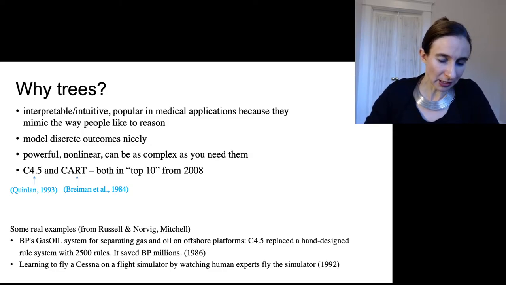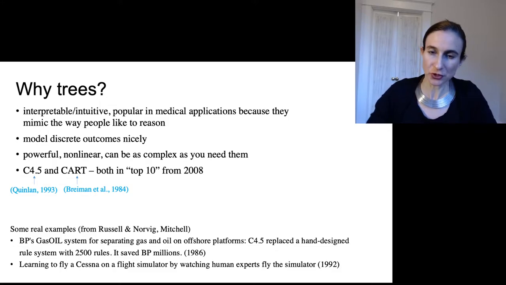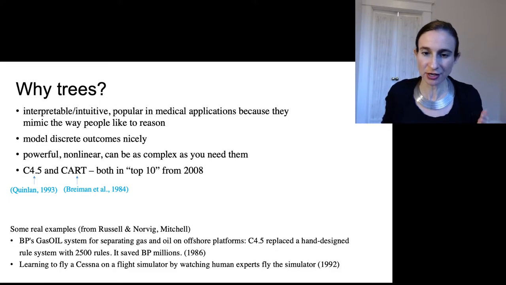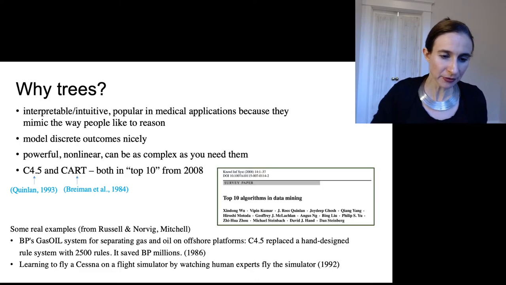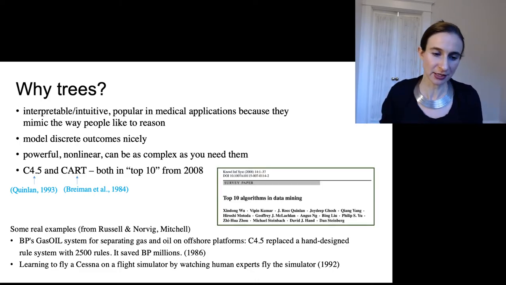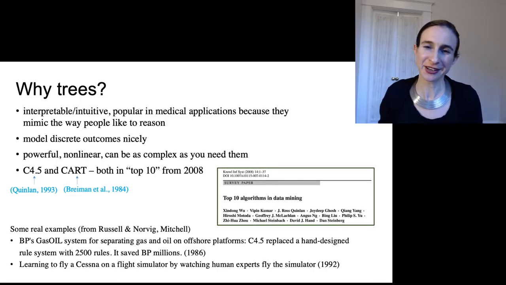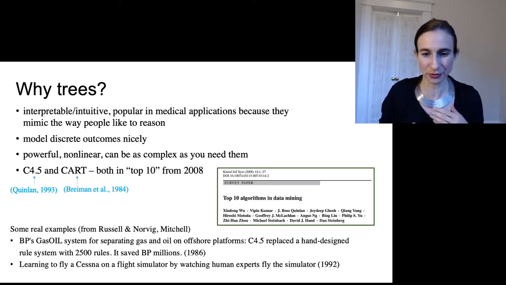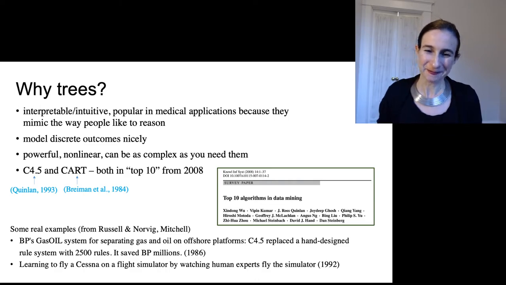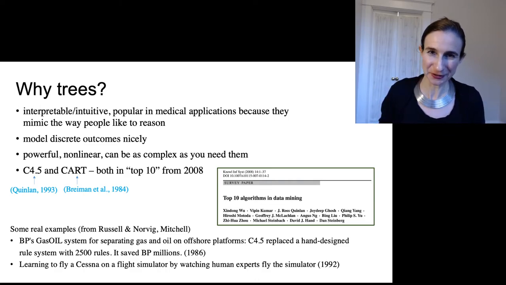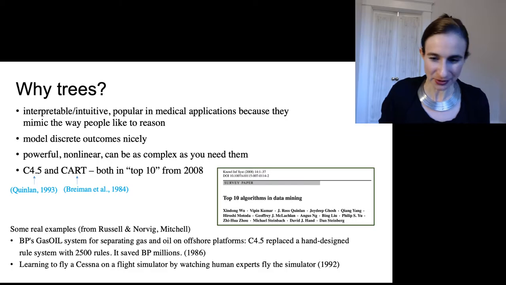Now, the two main traditional algorithms for decision trees are CART and C4.5, and both of them made it into the top 10 from 2008. There was a big paper that came out with a tutorial of the top 10 algorithms in data mining, and two of these 10 were decision tree algorithms, CART and C4.5. Now, these are old algorithms, and they're from times when computers were a million times slower. So as you can imagine, these algorithms are very efficient.